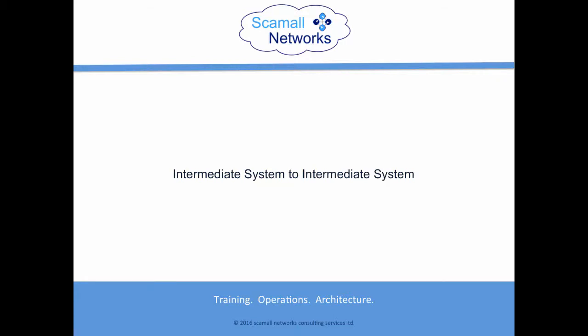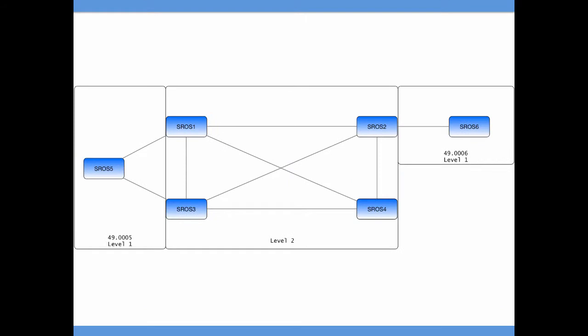In this short video, we're going to take a look at how we configure IS-IS in SR OS. We're going to use our usual 6-node network. SR OS 1, 2 and 3 are going to be level 1, level 2 capable, so that's the default. SR OS 4 is going to be level 2 only because it has no connectivity to a level 1 domain, and SR OS 5 and 6 are going to be our level 1 only routers.